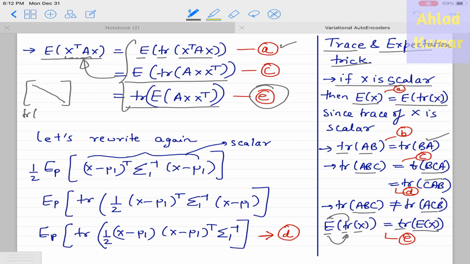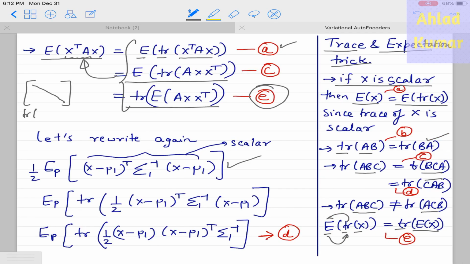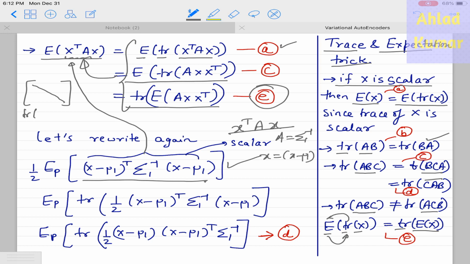Once we have this in mind, we can rewrite our expression, which is this one. I am just rewriting it again, and you can see that it's a scalar quantity because it is matching this argument, which is X transpose AX, where A is actually sigma 1 inverse and X is X minus mu 1. So this is a scalar quantity. What we are doing is interchanging the expectation and the trace, using this identity and rewriting this expression as this.